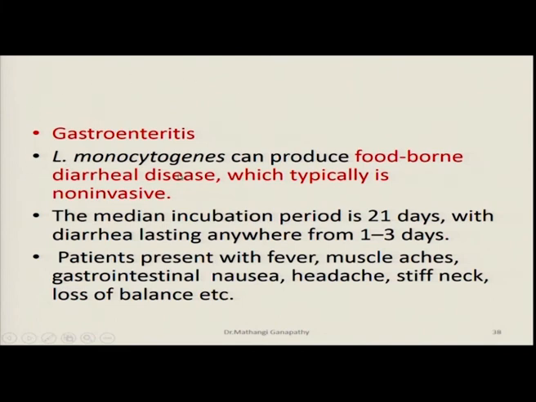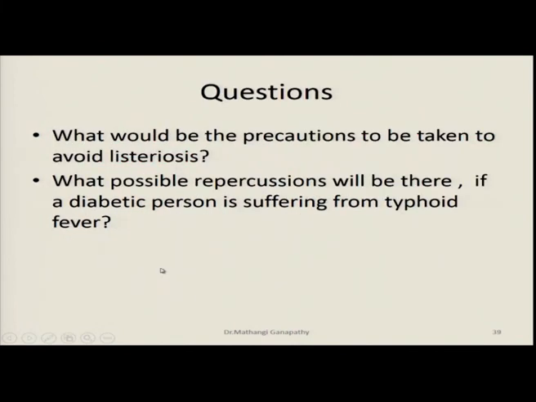But from a medical point of view, listeria can cause, depending upon the mode of infection, 4 different types of manifestations. And in the case of the foodborne infection, patients present with fever, muscle aches, gastrointestinal nausea, headache, stiff neck, loss of balance, etc. So today we have discussed 2 major human foodborne infections, one which is caused by salmonella, the other which is caused by listeria.